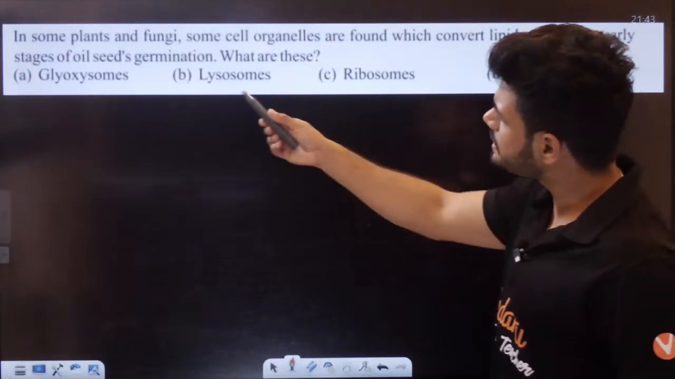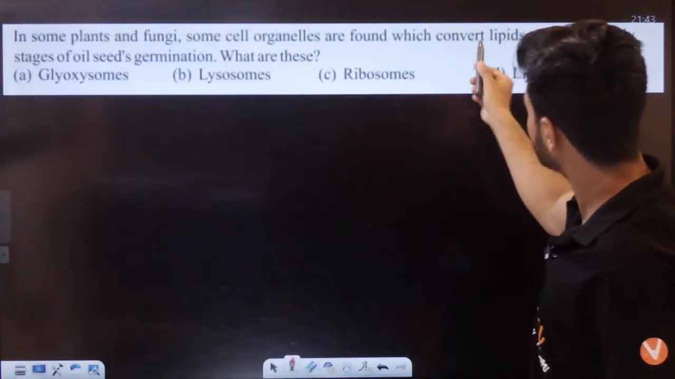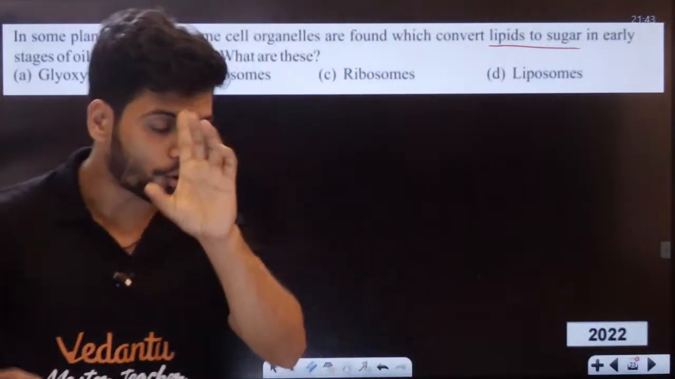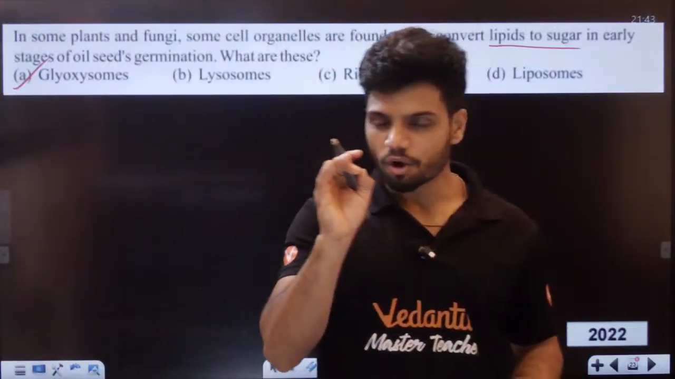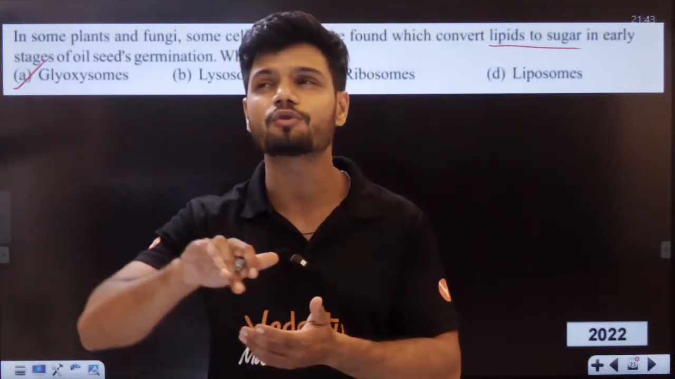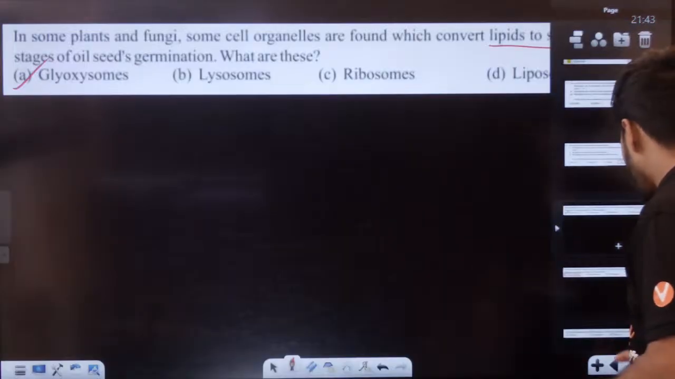In some plants and fungi, some cell organelles are found which convert lipid into sugar. Students, please remember, lipid into sugar. Always remember glyoxysomes. These are the organelles which convert lipid into sugar by the glyoxylate cycle. Right? This is an easy question for all of you. It's a direct PYQ.